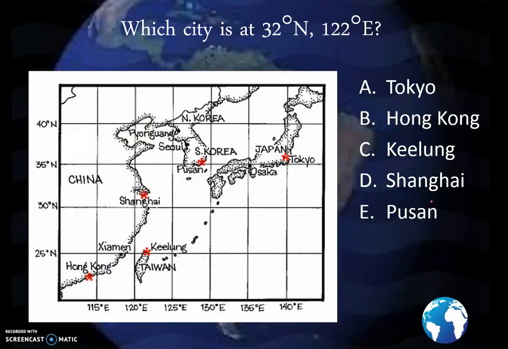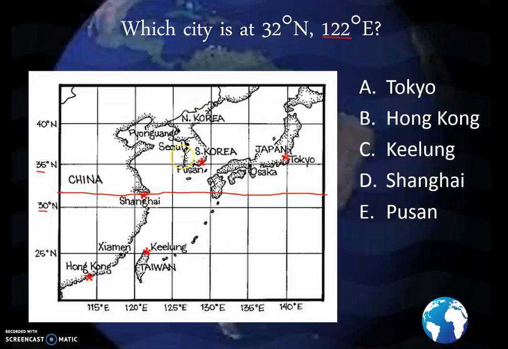So just to do one example here, and we're going to do lots of other examples in the flipped follow-up. If you're using this, what city is at 32 degrees north, 122 degrees east? So here we see 30 degrees north and 35. So I could estimate 32 is about here. So I'm seeing it looks like Shanghai might be the answer, but then we need to double check.